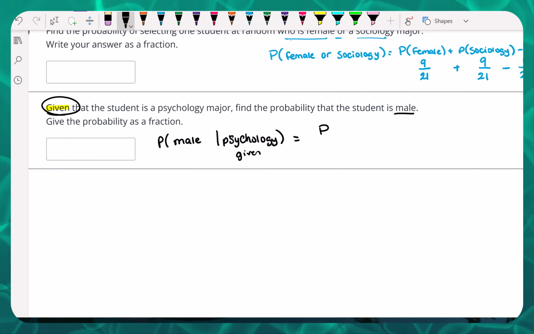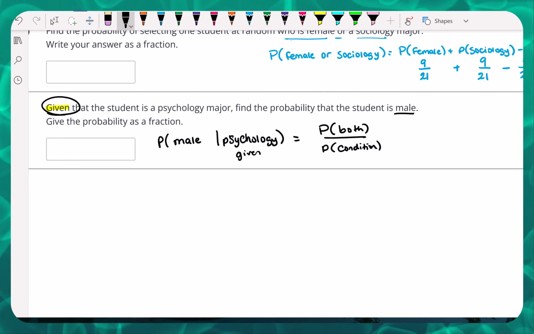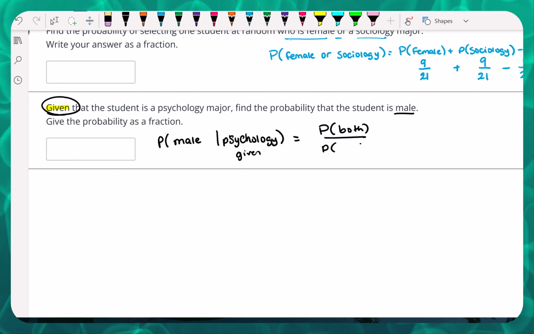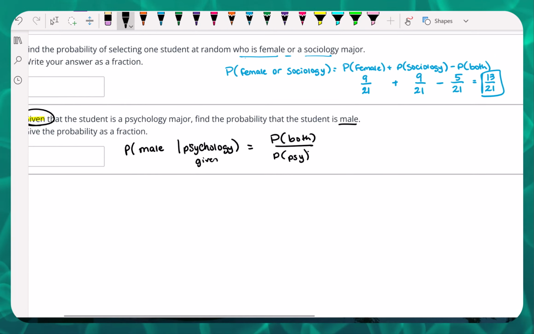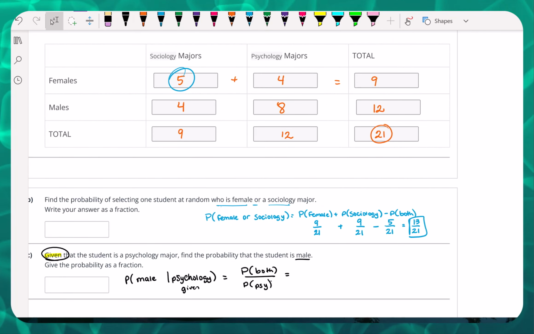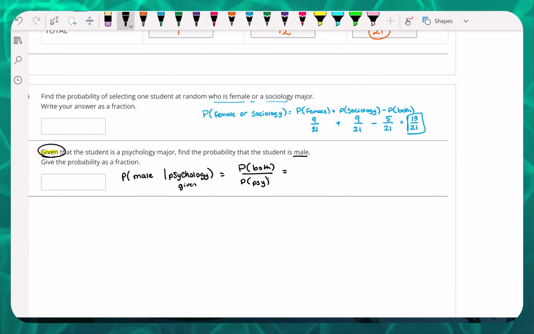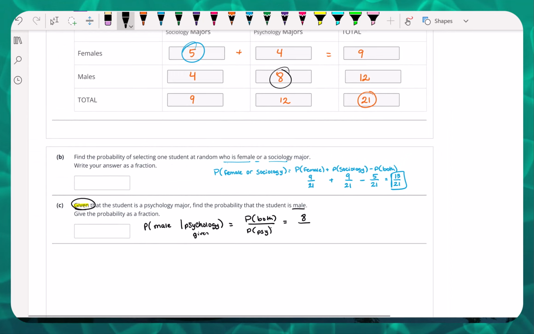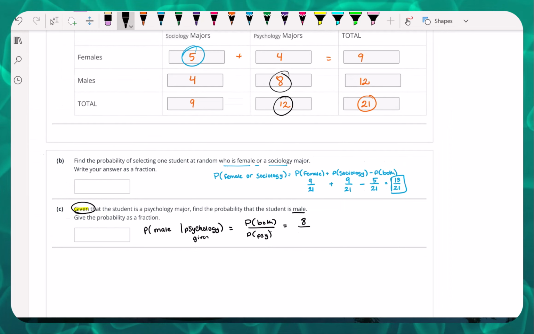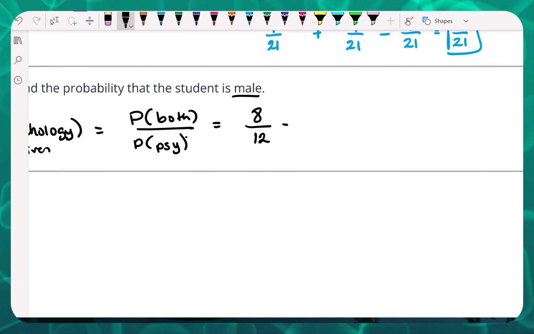So what you have to do is you have to break this down into the probability of both of them occurring divided by the probability of that condition. Okay, in this case, our condition is psychology. So I'm going to replace that with psychology. I'm just going to put PSY. Okay, how many do we have that is male and psychology? Male psychology, 8. So I have 8. Out of how many is just psychology? So 12 total psychology, and then 8 out of 12 is going to wind up being, 4 to 6, 2/3. Yep.